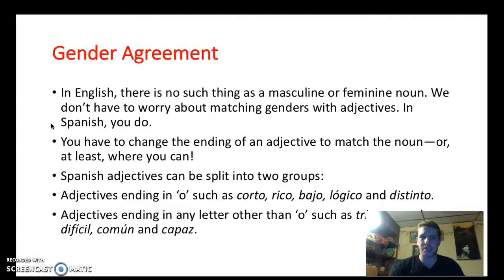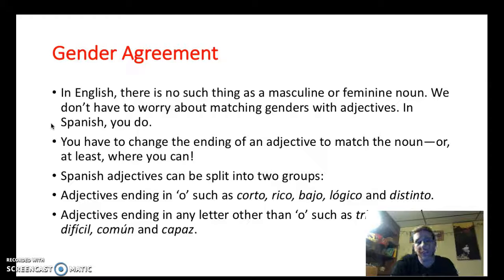with Spanish adjectives. Now, in English, there is no such thing as gender. Okay, it's a concept that is lost to us, that is unknown to us as native English speakers, okay? We don't have to worry about matching gender with our nouns or with our adjectives, but obviously in Spanish you do. Now, you have to change an adjective in Spanish to match the noun, alright? Or as it says here, at least where you can, but normally the general rule is that you must match the adjective's gender based on the noun to which it is linked or related to, or depending on.